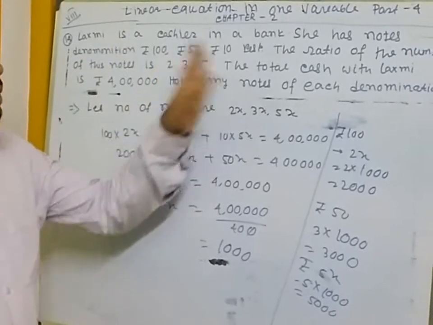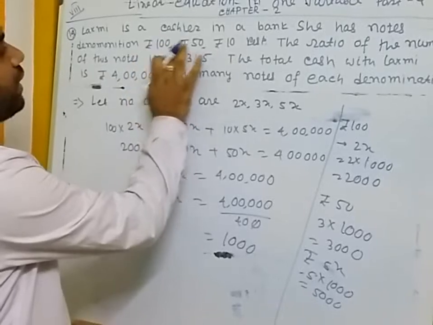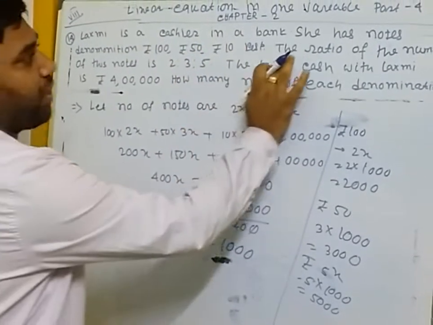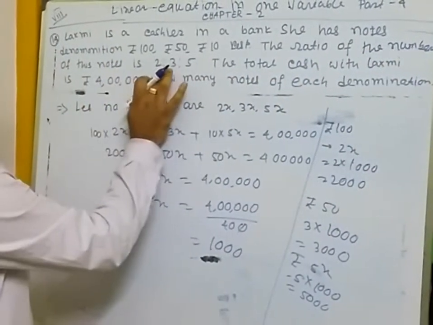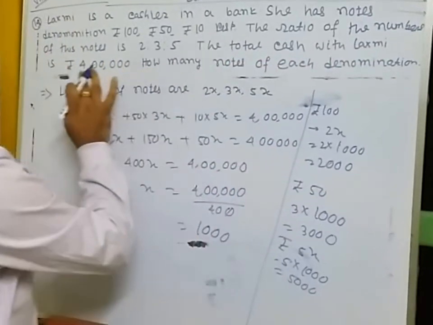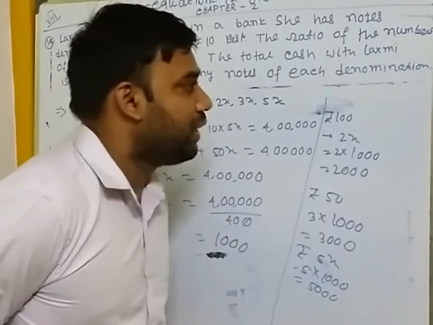Lakshmi is a cashier in a bank. She has notes denominations of rupees 100, rupees 50, rupees 10 respectively. The ratio of the numbers of these notes is 2:3:5. The total cash with Lakshmi is 4 lakh. How many notes of each denomination?